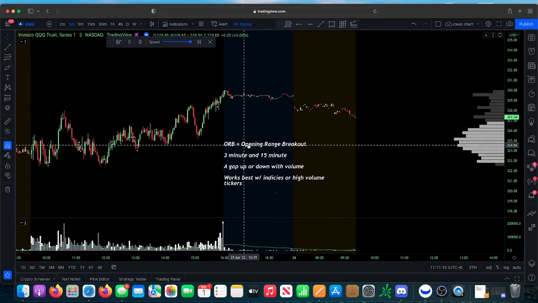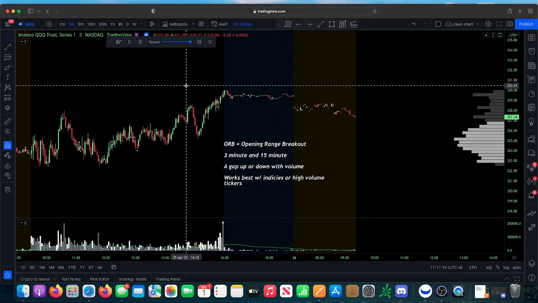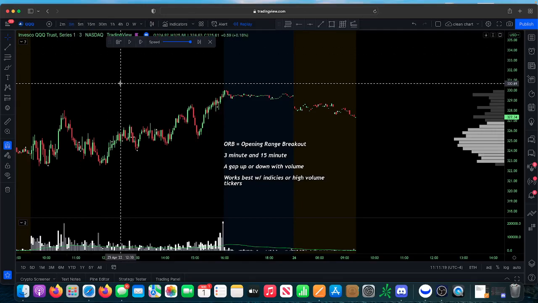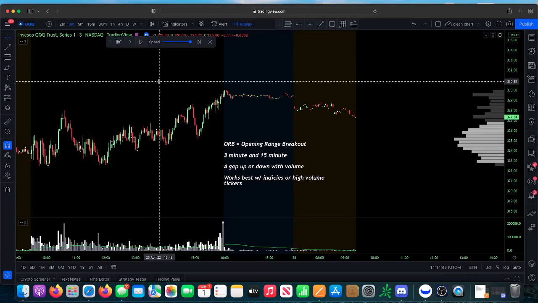So what is the orb? The orb is an opening range breakout. So let's see what we got here. We're on the 3-minute chart. I'm always orbing off the 3-minute, for the 3 and the 15-minute orb. And this is a very beginner friendly strategy. You just have to remember to stick to the rules. If you're gonna orb every day, you need to stick to the rules every day, or else the orb's not gonna work.